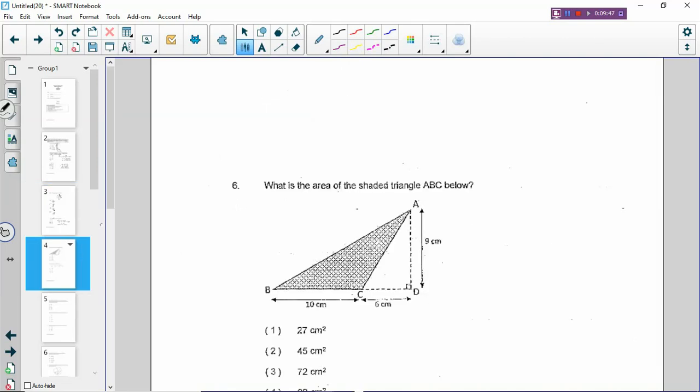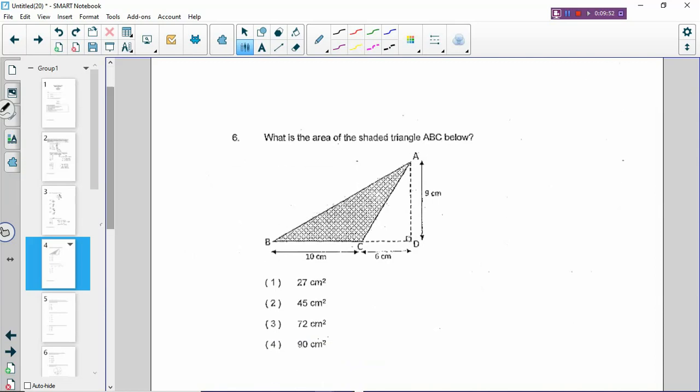Okay, let's go to number 6. What is the area of the shaded triangle? Now, there are a few triangles here, so you need to know which triangle you are finding, which is the triangle here. This is a regular shape, which means that you can just apply your formula. So what is the formula to find the area of a triangle? You take half times base, and then you multiply by height.